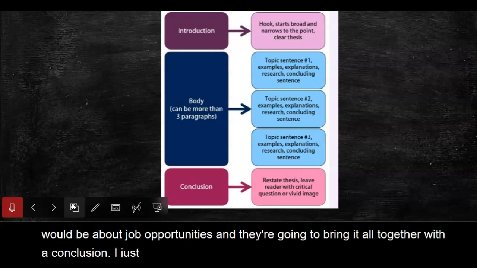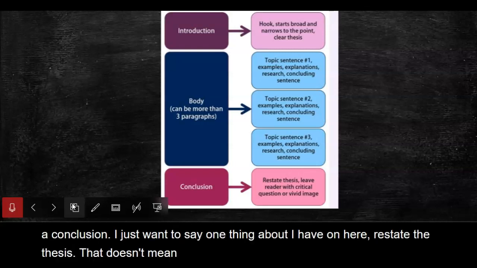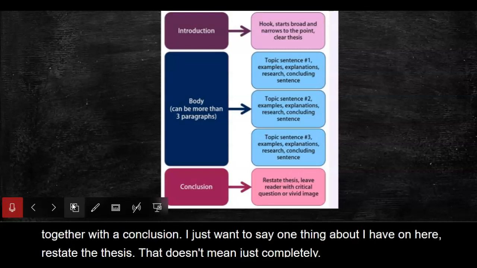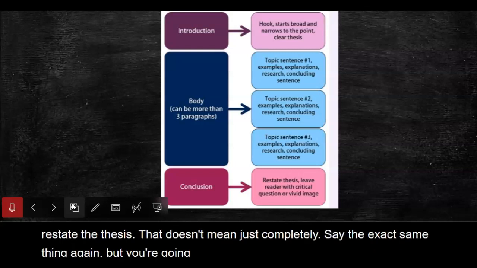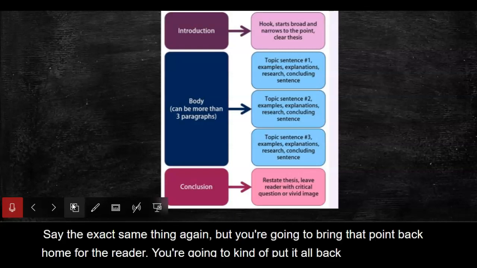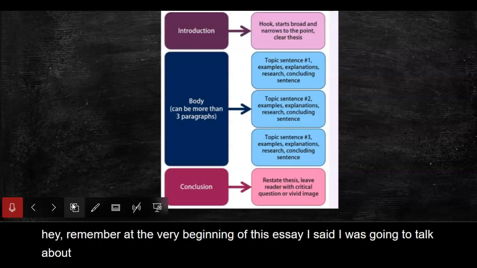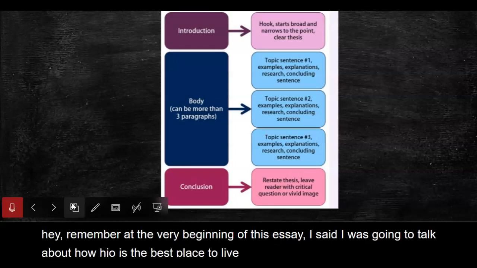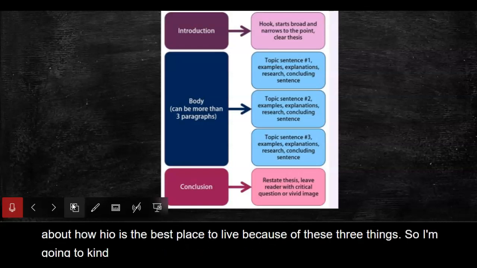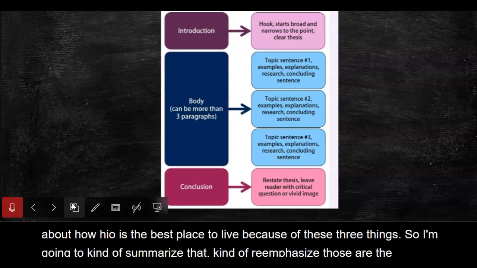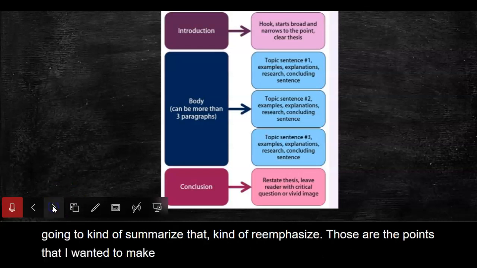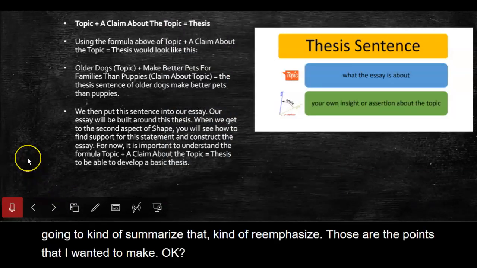I just want to say one thing about what I have on here: restate the thesis. That doesn't mean completely saying the exact same thing again, but you're going to bring that point back home for the reader. You're going to put it all back together. It's like, hey, remember at the very beginning of this essay, I said I was going to talk about how Ohio is the best place to live because of these 3 things. So I'm going to summarize that, re-emphasize those are the points that I wanted to make. Okay? So let's break down some of these things.